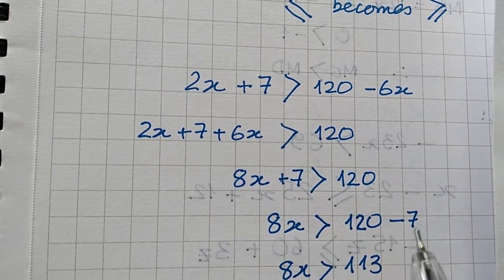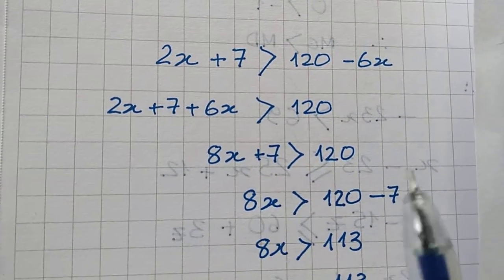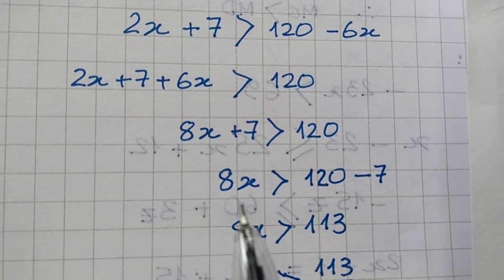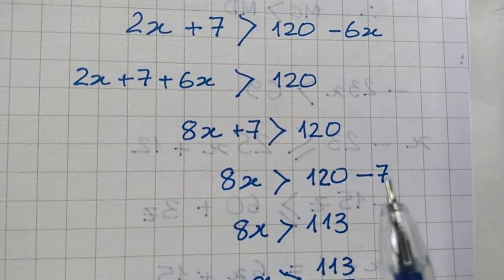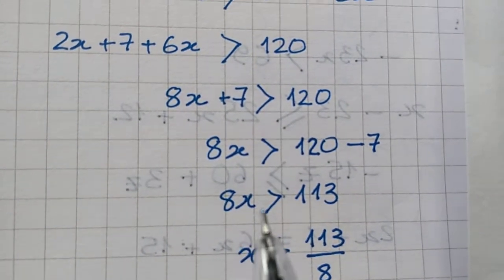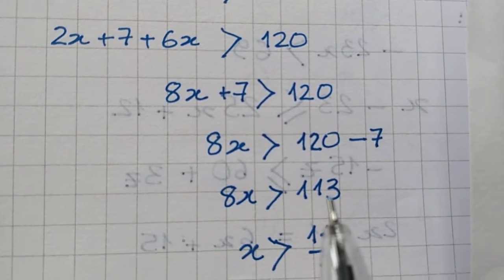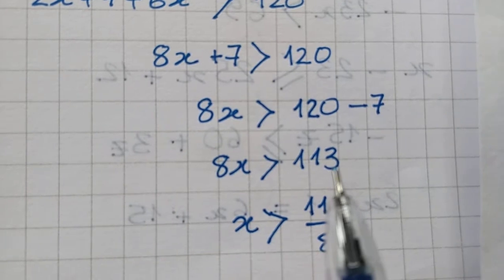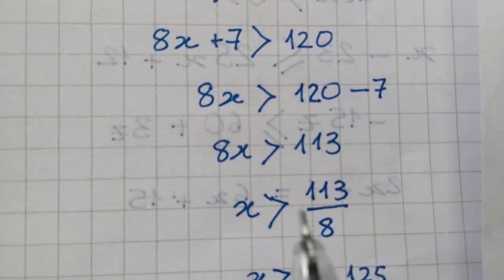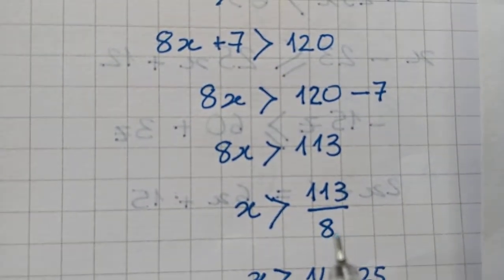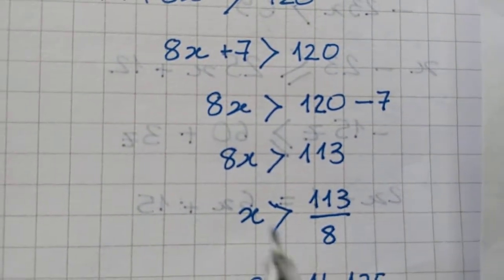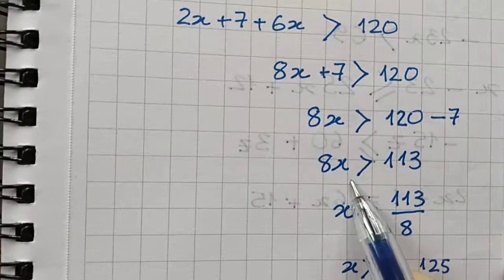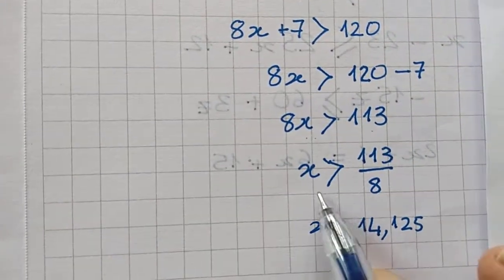This 7 now we will take to the other side by subtracting 7 from both sides. I will get 8x est supérieur à 120 moins 7. Donc 8x est supérieur à 113. Donc x est supérieur à 113 sur 8, divisé par 8. How did I come from there to there? I divided both sides by 8 and I got this.